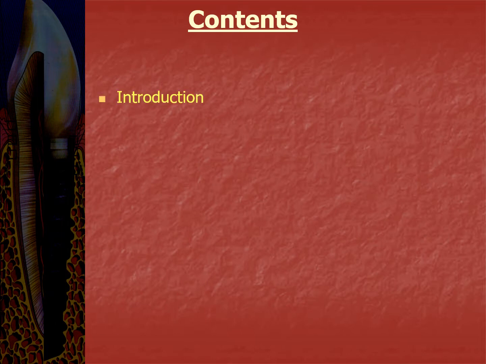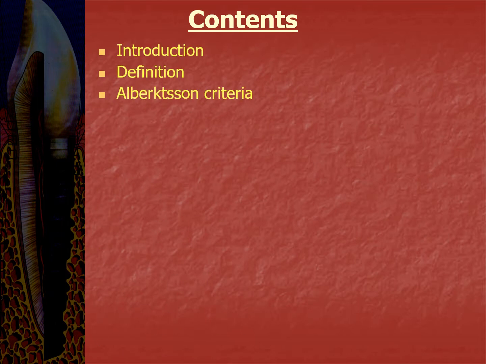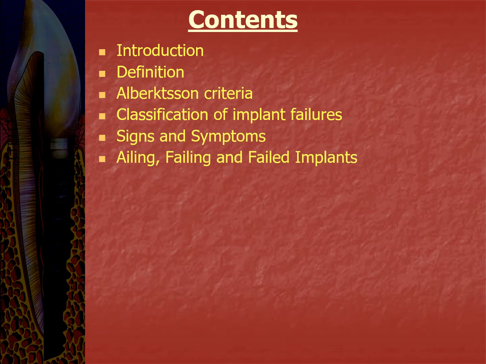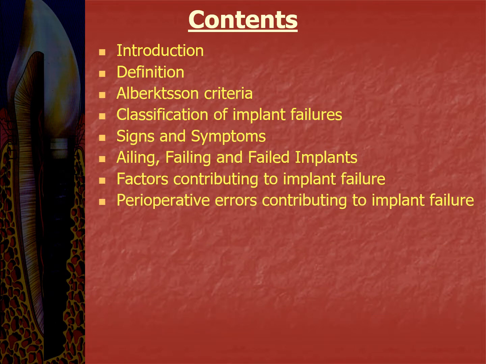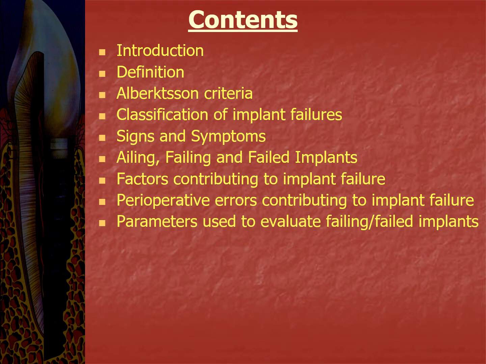This is the second session of our current topic, implant failures and its management. In the previous session we discussed the introduction, definitions, Albertson criteria for implant success, classification of implant failures, the different signs and symptoms of ailing, failing and failed implants, the different factors contributing to implant failure, the perioperative errors contributing to implant failure, and the parameters used to evaluate failing and failed implants.